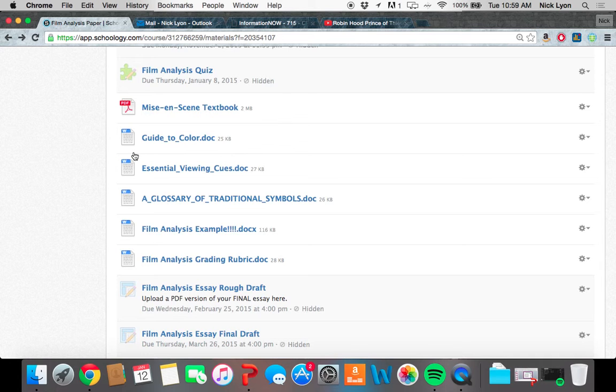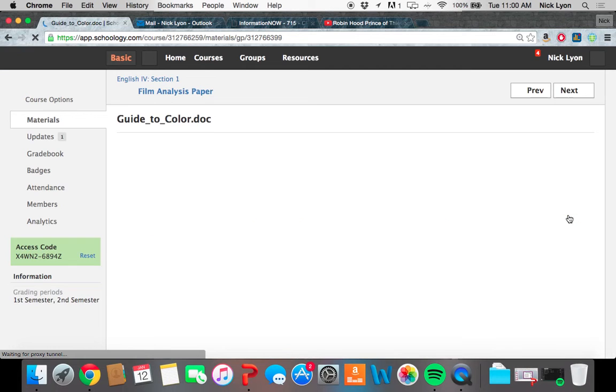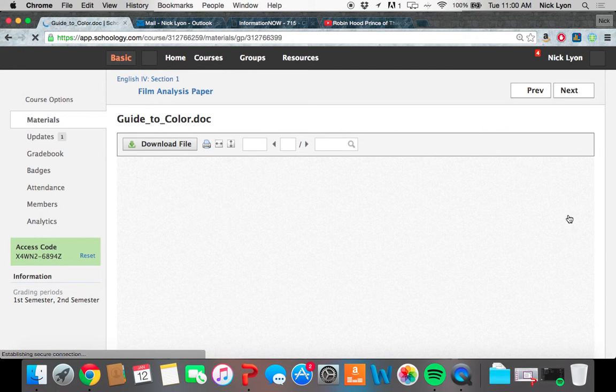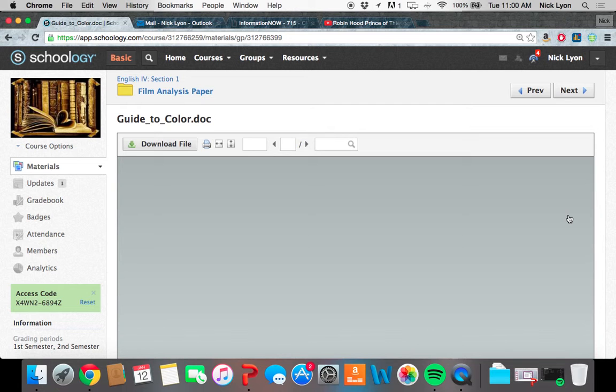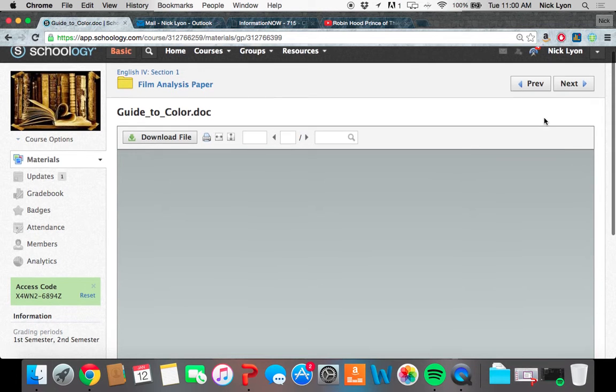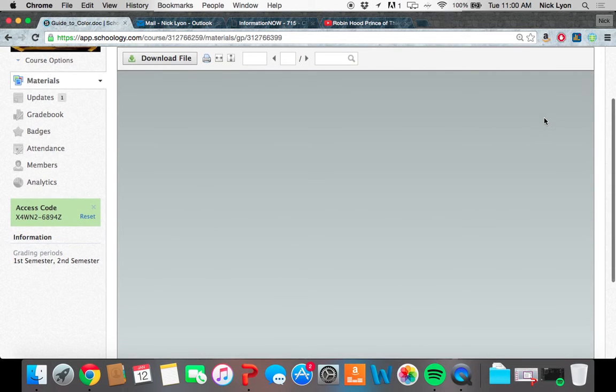Now, let's take a look real quick at the guide to color one. It's pretty basic, just the idea of what colors represent within the film. If you happen to have a film where colors are really important, then this would be a very helpful document to you. For instance, Saberin is doing The Wizard of Oz. It was the first movie to have color, so color is very important. You've got the ruby slippers, the yellow brick road, the green witch.